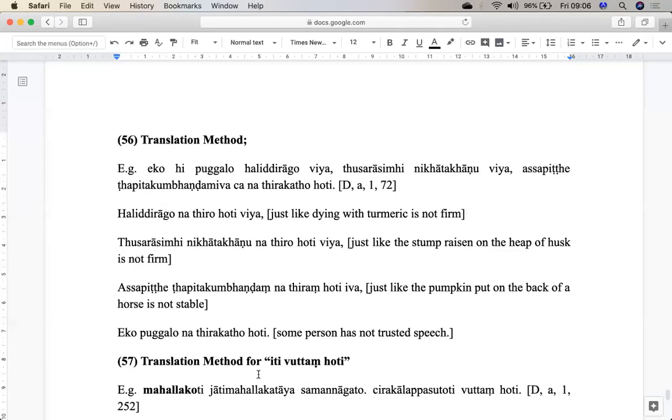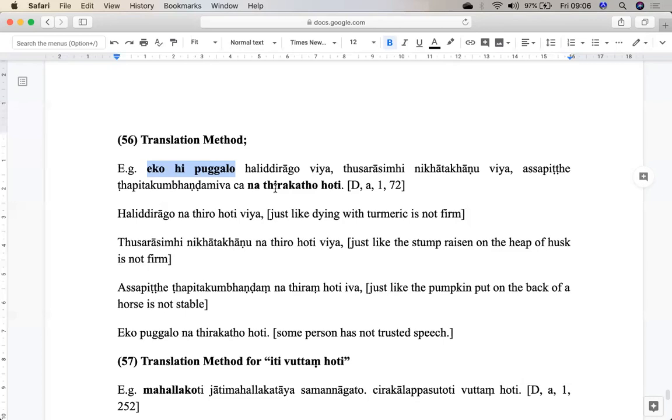So in this way, actually in Pāḷi, in this sentence, we can understand two parts. Eko hi bogalo, na tira kato hodi. This is the compared part, and the other one is the comparing part. So haledi rago, tuzarazemi, and so on, comparing things.